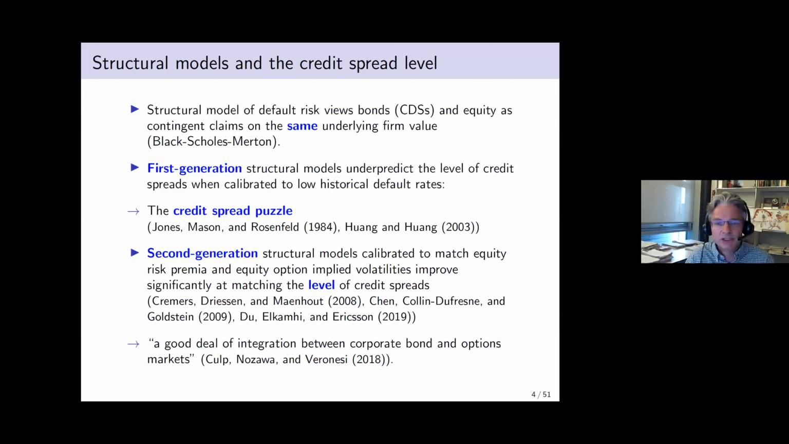But subsequent implementations of these models, models that we would call second generation models, took into account other features of equity models, such as trying to calibrate to equity volatilities, trying to take into account the out of the money put premium that we observe on the pricing of out of the money put options on the index. So these so-called second generation models actually did a lot better at fitting the level of credit spreads. A good example of such models is the recent paper in Journal of Finance by Du, Elkamhi, and Ericsson.